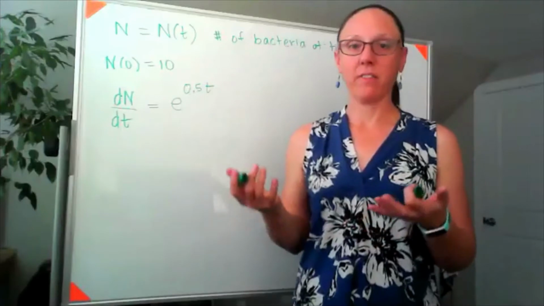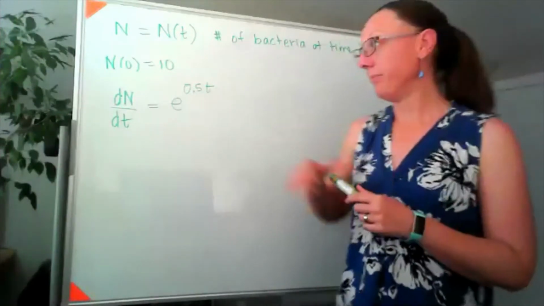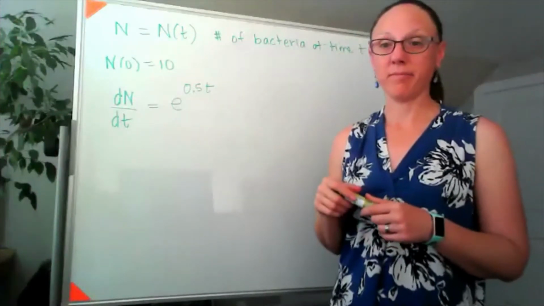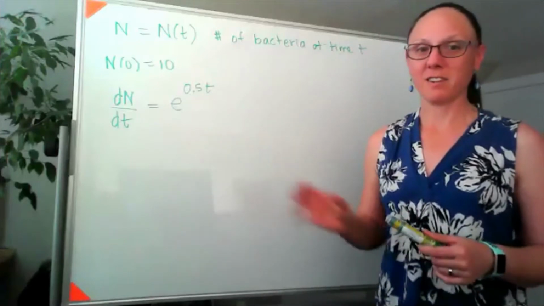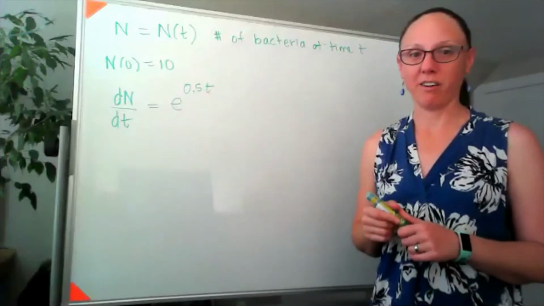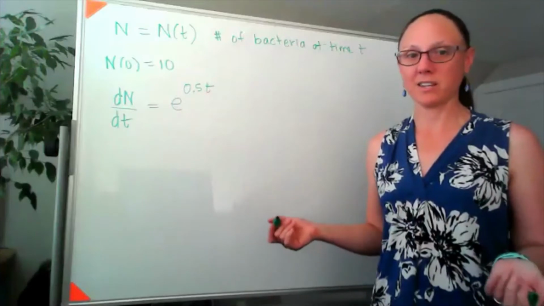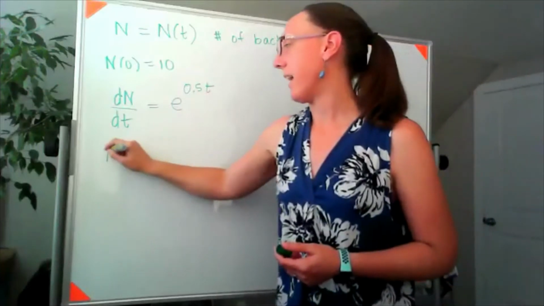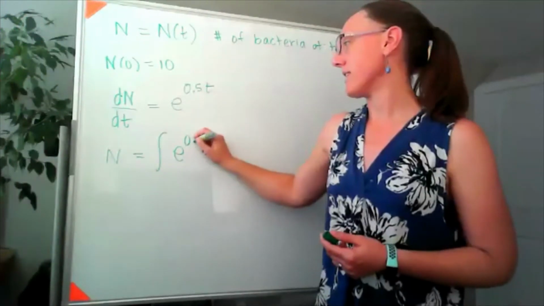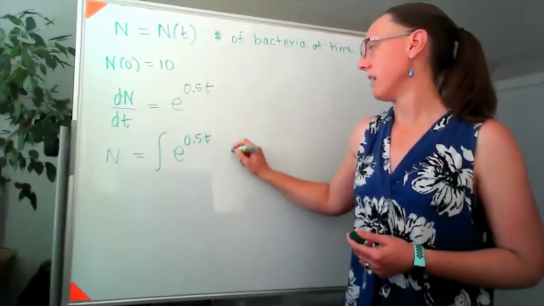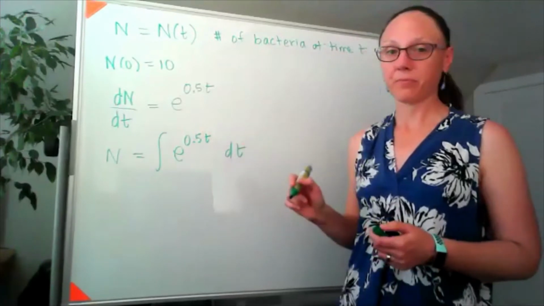And then we're asked to find the number of bacteria. Well, if this is my growth rate, 17b, we're all about undoing derivatives. How am I going to undo that derivative? I'm going to take an integral of both sides. So I know that n is going to look like the integral of e to the 0.5 t dt.